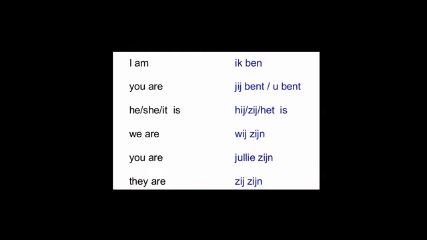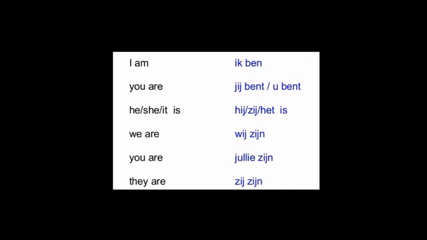The verb zijn is in first person. Ik ben. I am. Ik is I, or can also be me, but in this case we say I and ik. Ik ben. Jij bent. You are. U bent. You are. U, we use this in a more polite form.